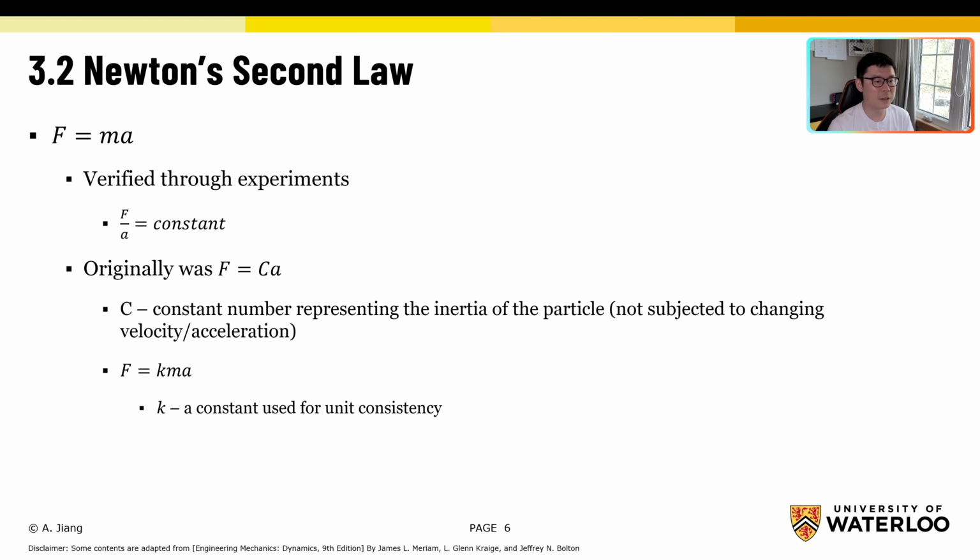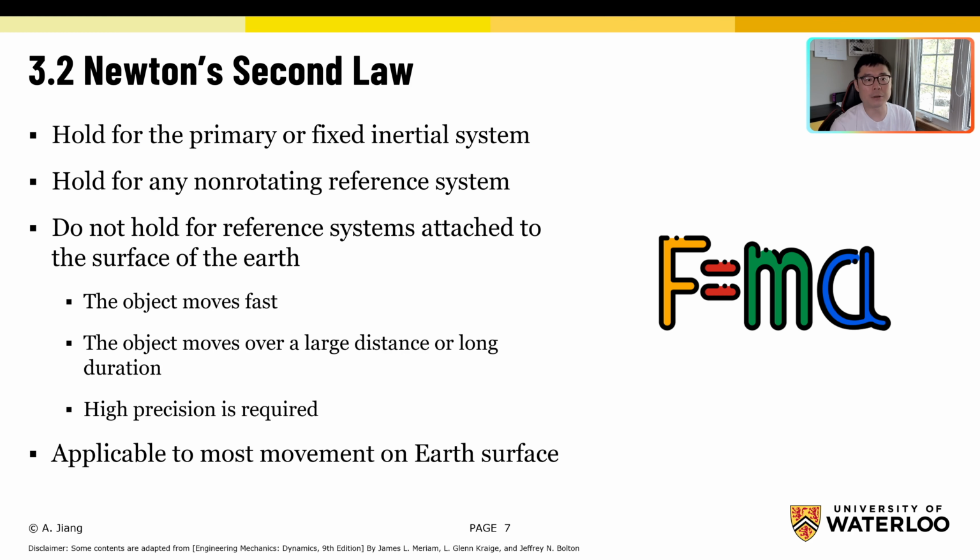Later, a preliminary form of F equals ma appeared as F equals Kma, and the K here is a constant used to account for unit consistency. Newton's second law is no doubt one of the greatest discoveries of all time, but it has limitations. It was not until the recent century that it was discovered that it only holds for certain conditions.